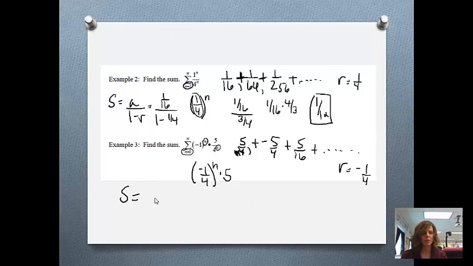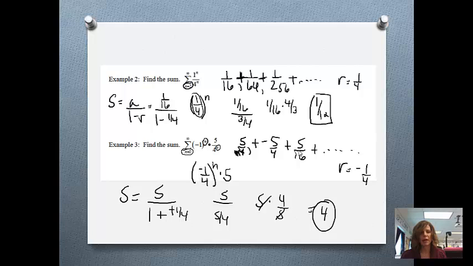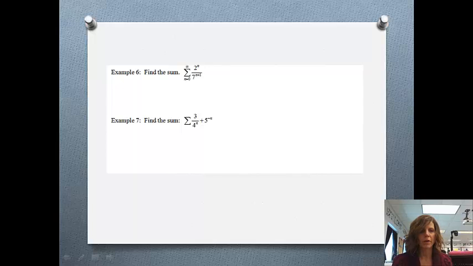So my sum is going to equal a, which is the first term, which is 5, over 1 minus the constant ratio, which is negative 1/4. And then this will be 5 over 5/4, so I'll multiply by the reciprocal, so I'll get 5 times 4/5, so my sum is equal to 4, which means if I were to add all of the terms of the sequence together, I would end up getting an answer of 4.